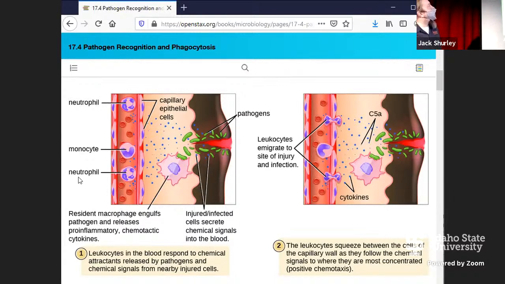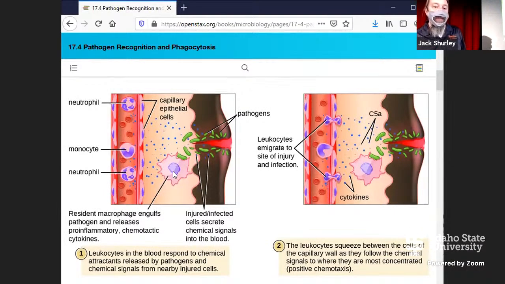So we've got neutrophils and monocytes circulating through. We've got our capillary epithelial cells, and we've got the potential for these cells, through diapedesis, to move through the epithelial cells out of the circulation and into the tissues. Maybe these guys were complement proteins, because that's C5a, that's complement moving out. So initially, there are leukocytes responding to chemical attractants that are being released.